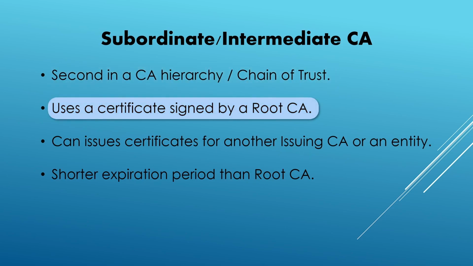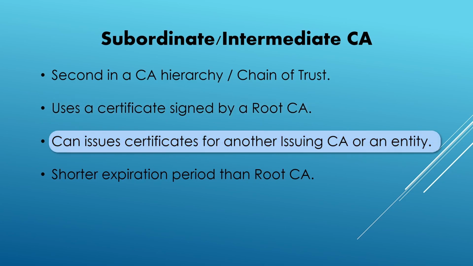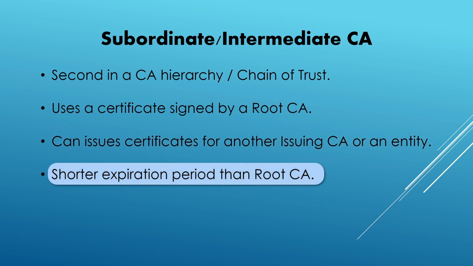A certificate of a subordinate CA is signed by a root CA. They don't use self-signed certificates. The role of a subordinate CA is to issue certificates to an entity. This entity can be a user, a device, or a system such as a web server. They can also issue certificates to another intermediate CA. When compared to a root CA certificate, a sub-CA certificate will have a shorter expiration period.